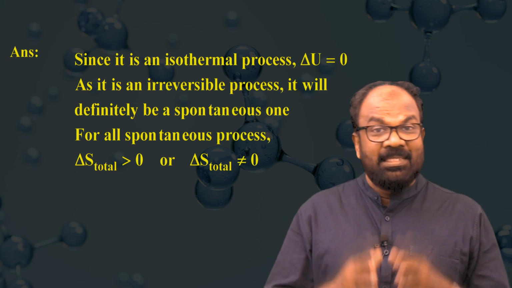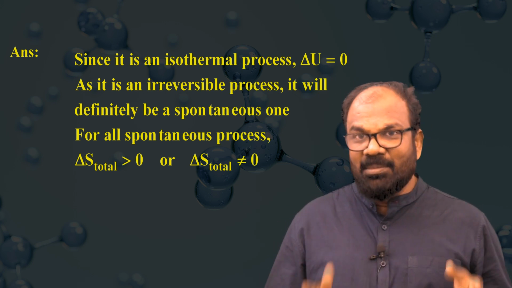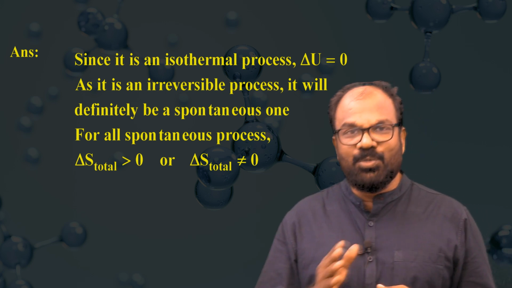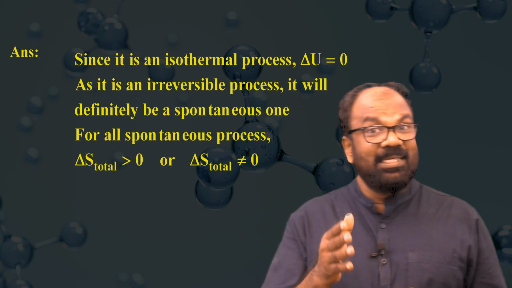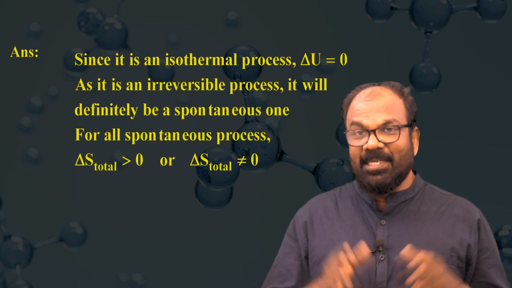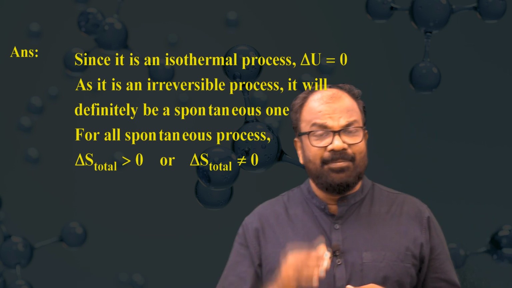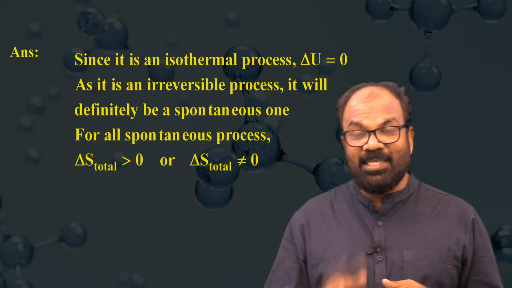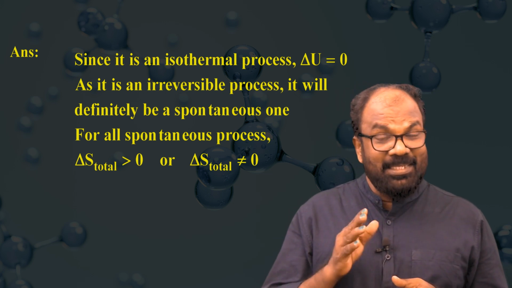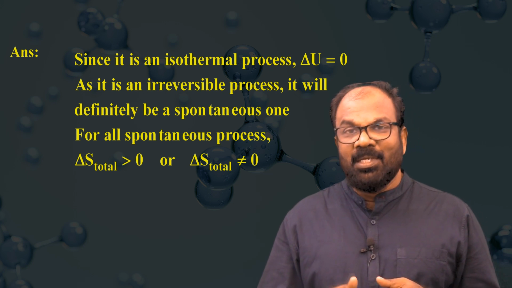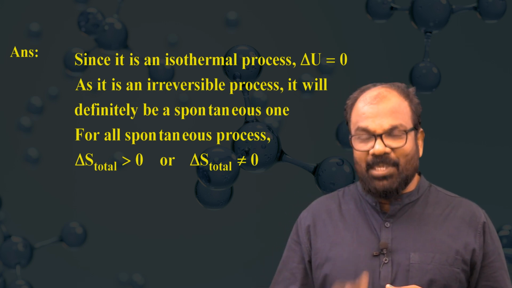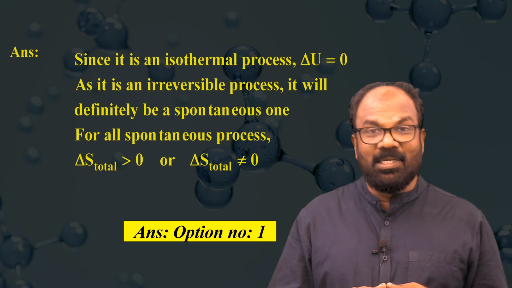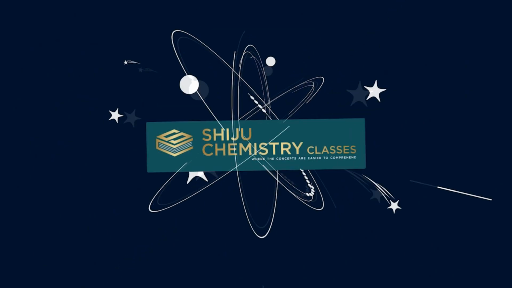Listen here. Since the given reaction is an isothermal process, its change in internal energy delta U should be equal to 0. As it is an irreversible process, it will definitely be a spontaneous one. We know for all spontaneous processes, delta S total should be greater than 0. That means delta S total is not equal to 0. So here the answer is option number 1, that is delta U is equal to 0 and delta S total is not equal to 0.